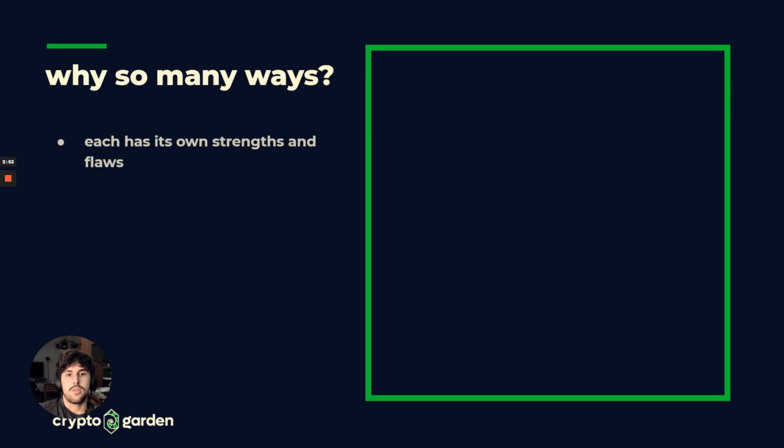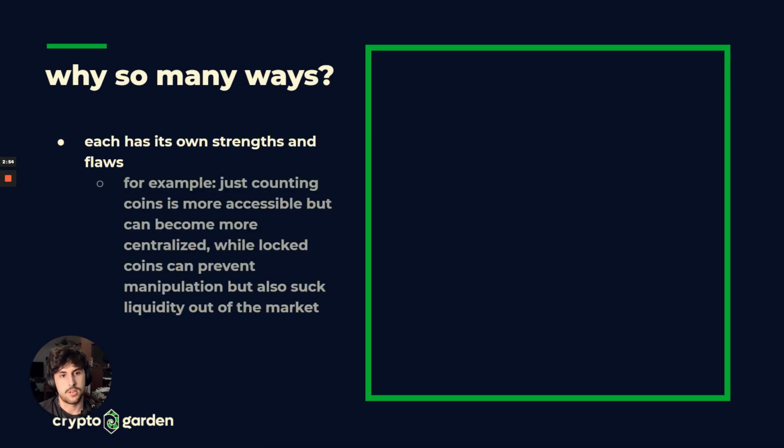Well, and why so many ways? Each one has its own strengths and flaws, right? For example, if you just count coins, this is more accessible, but it can very easily become centralized, right? So an institution comes in and buys a lot of the coins, and suddenly we have a very centralized network, where they have all the power. Locked coins can prevent manipulation in the sense that institutions will have a harder time controlling the market, but it also sucks liquidity out of the market, right? Because if these coins are locked, then they cannot be sold, and if I need to buy and there's no one selling, then the exchange is not liquid, right?